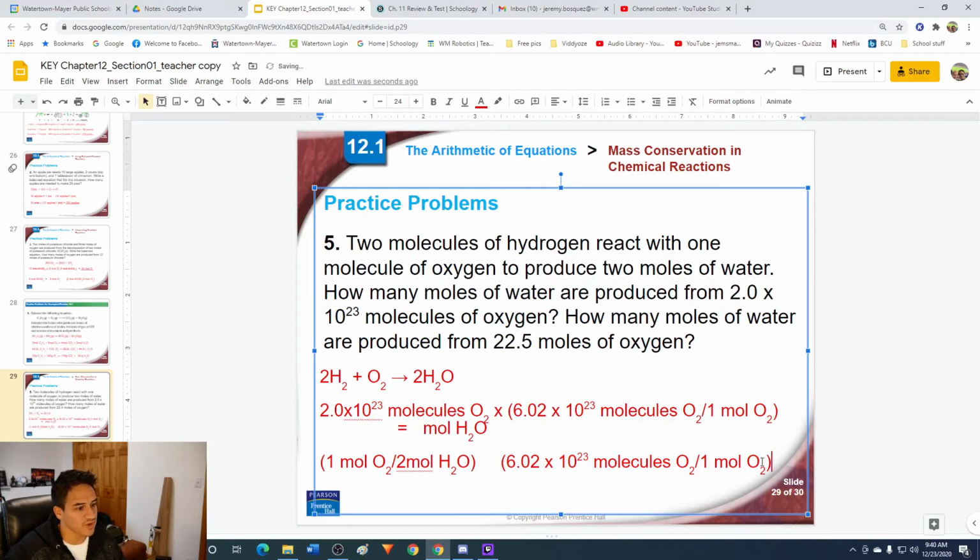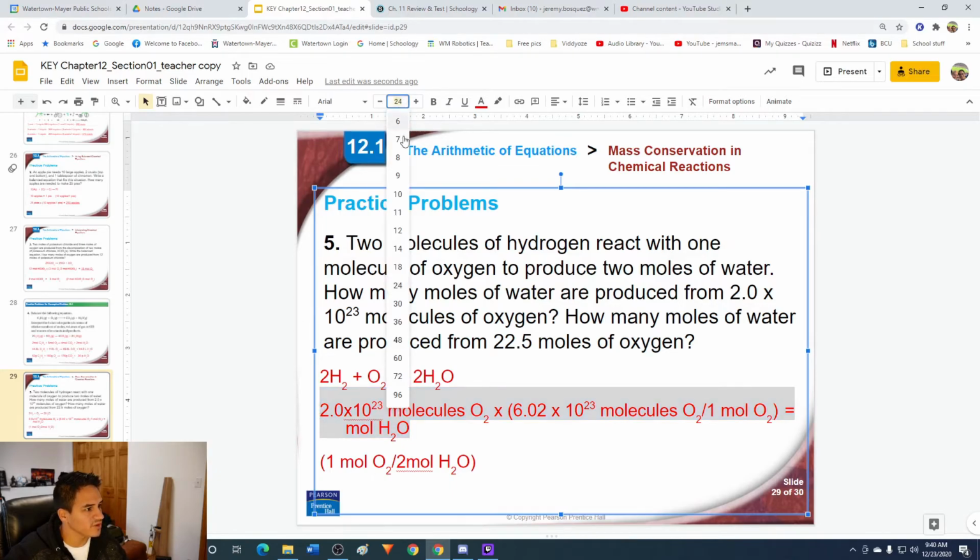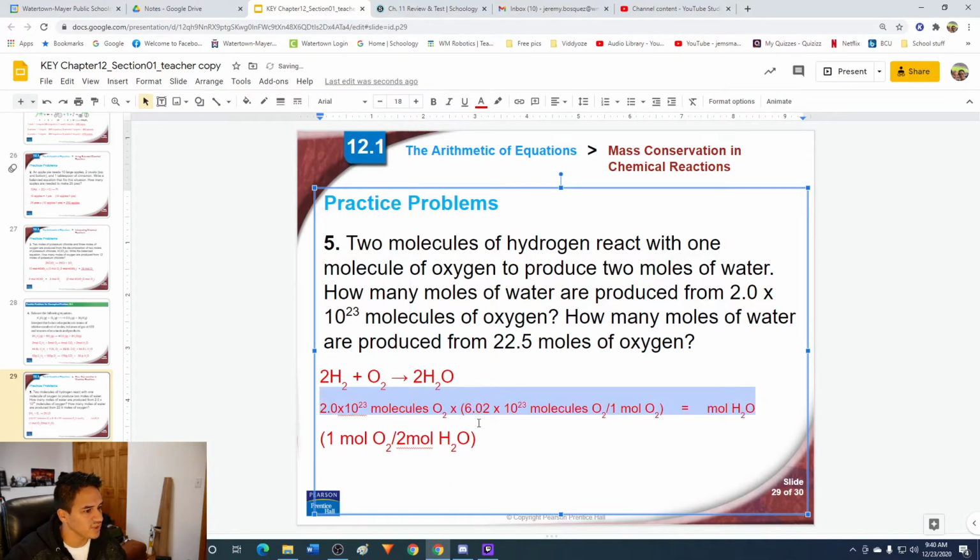Now we do need to make sure that we set this up correctly so that way our molecules of O2 cancel. Okay. Now the way that I've written it, and I know that my font here is really big, so let me make my font smaller so that we're not running out of space. The way that I've written it right now, I have molecules of O2 to begin with, and the molecules of O2 are on the top of the fraction, so that's wrong. Okay, we want to put that on the bottom of the fraction, so we're going to copy and paste this on the bottom.